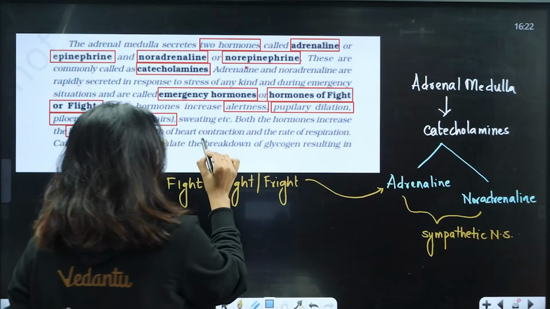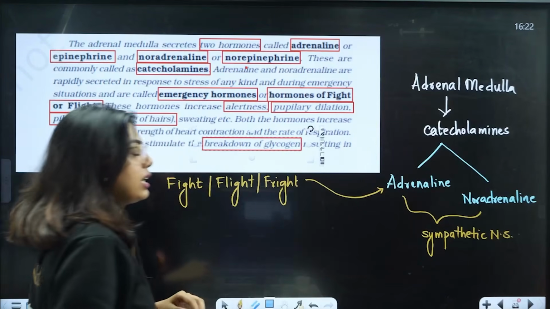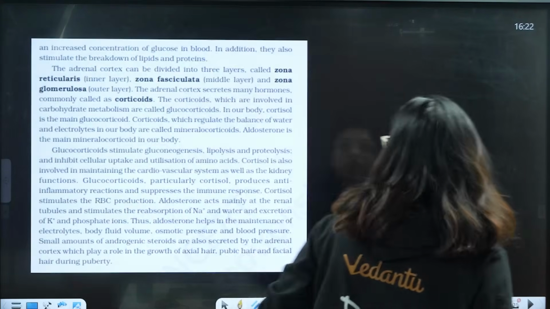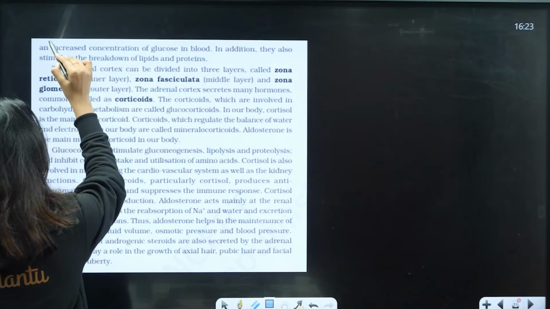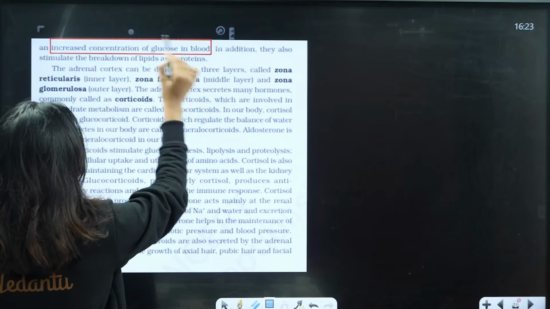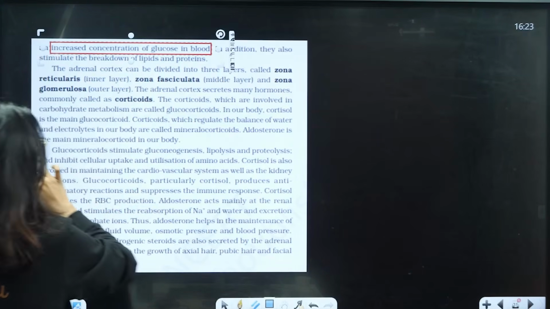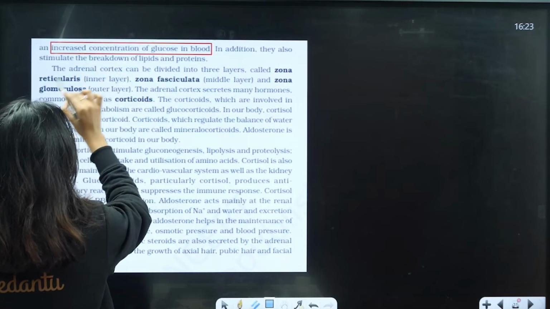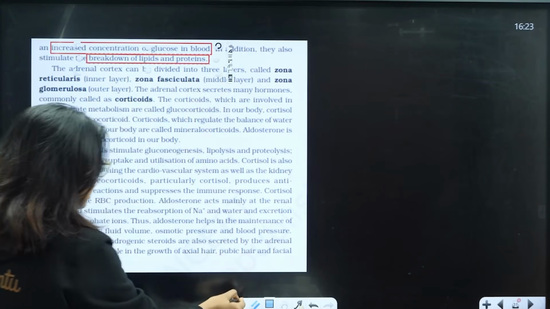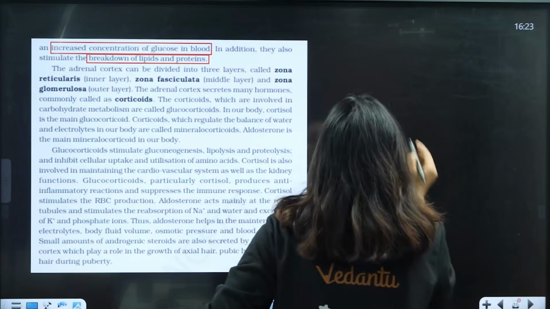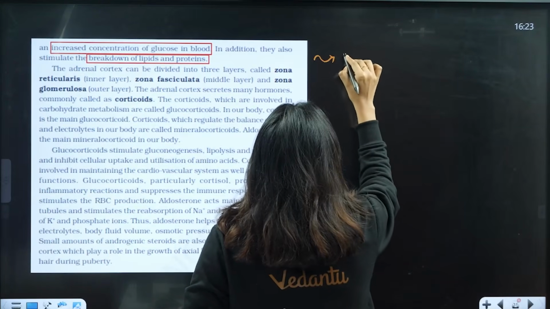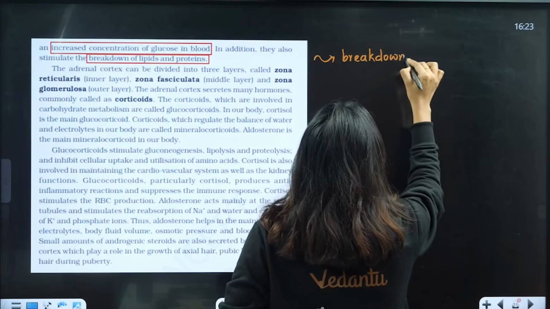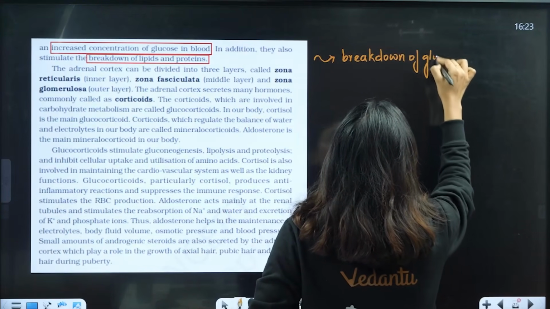Catecholamines also stimulate the breakdown of glycogen, resulting in increased concentration of glucose in the blood. In addition, they also stimulate the breakdown of lipids and proteins. So basically here they are saying that they will help in the breakdown of glycogen.